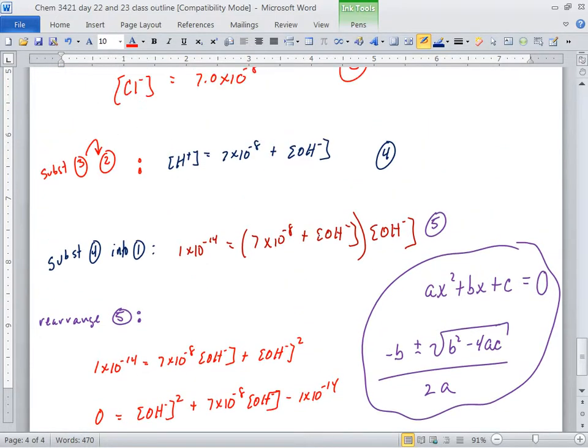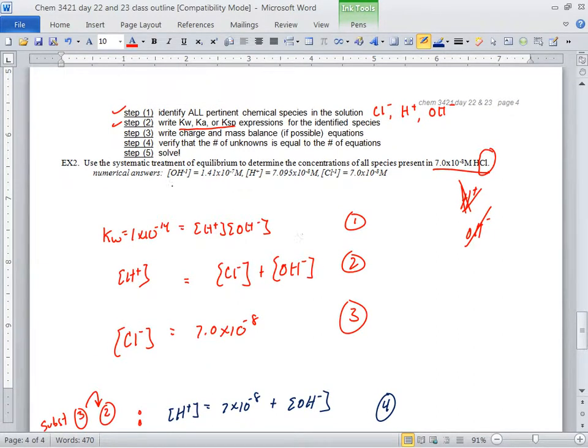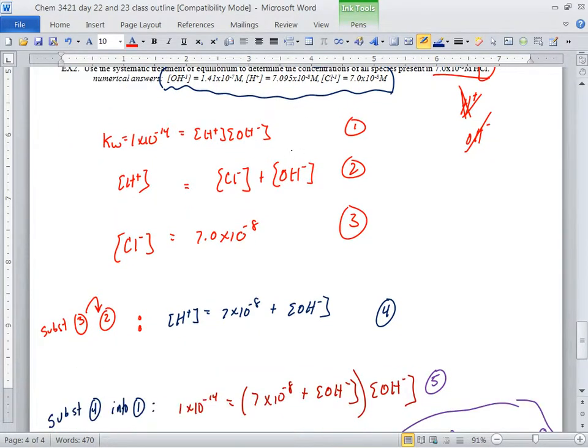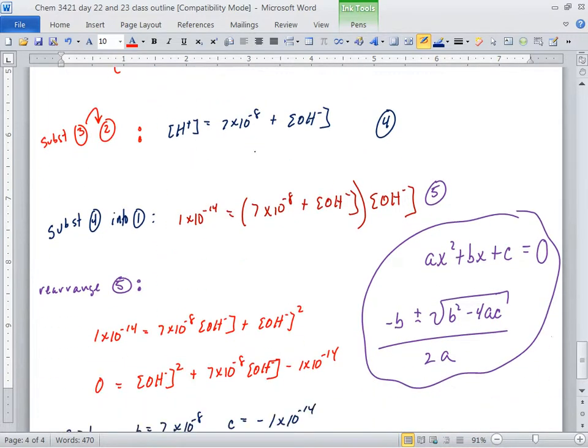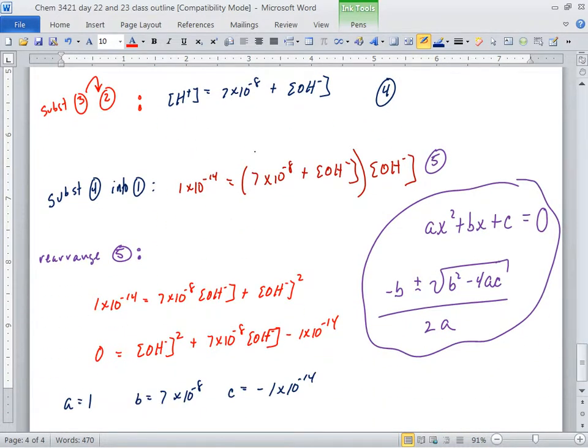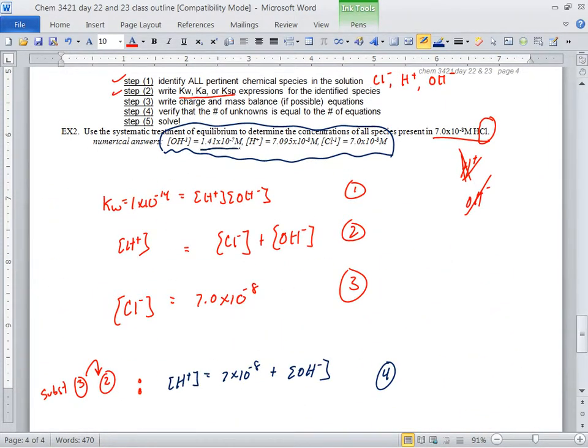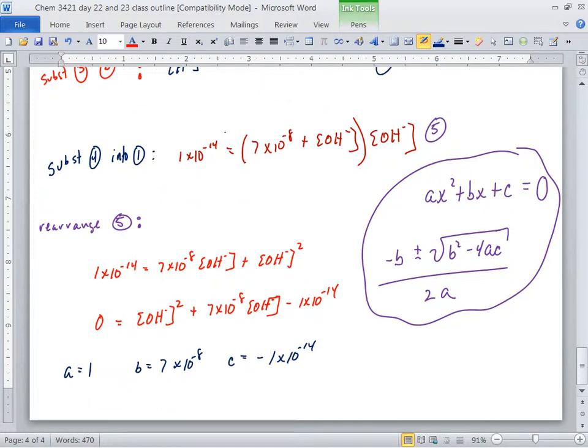Let's see, I think I gave the answers here. Yeah, hopefully you get these answers. So you solve for your x. Your x is your what concentration? Your x is your hydroxide concentration. So you solve that quadratic formula, you're solving for the hydroxide concentration. Then hopefully you will get 1.41 times 10 to the negative 7 for the hydroxide. If you did the quadratic formula right, you should end up getting your x, which is your hydroxide, to be 1.41 times 10 to the negative 7.